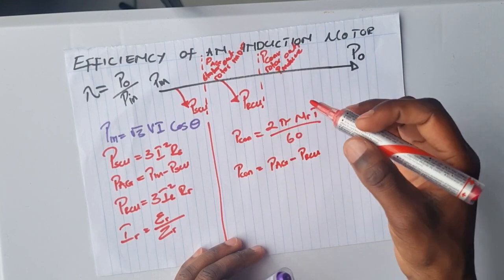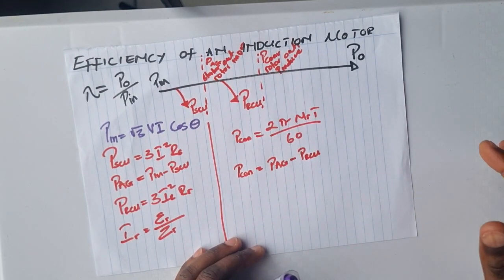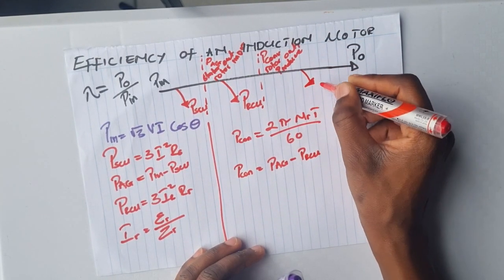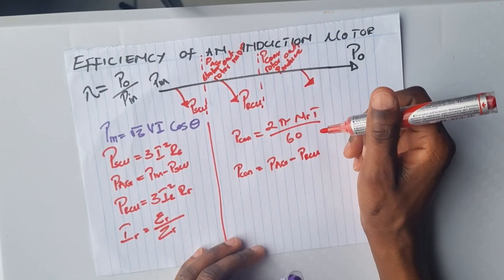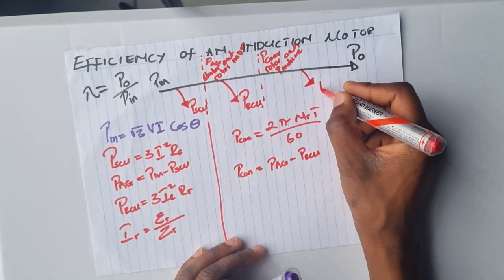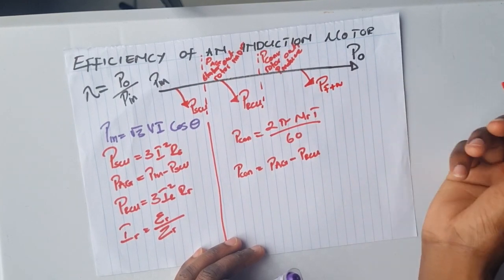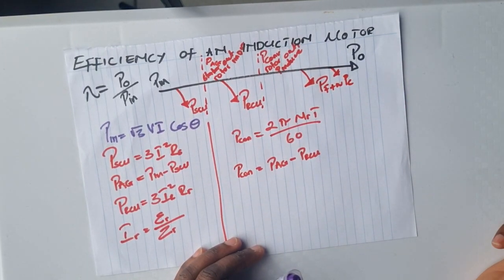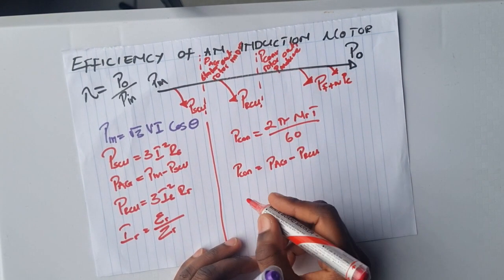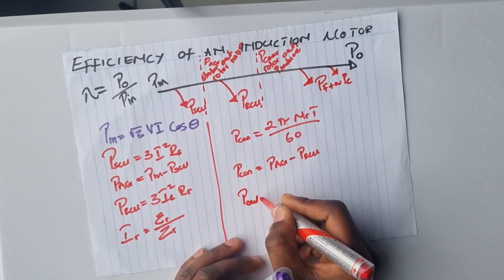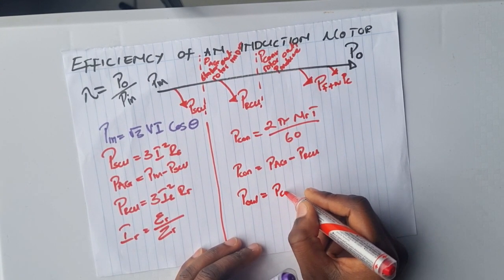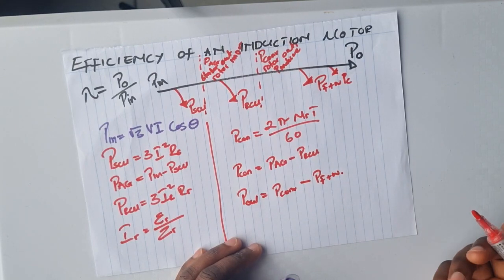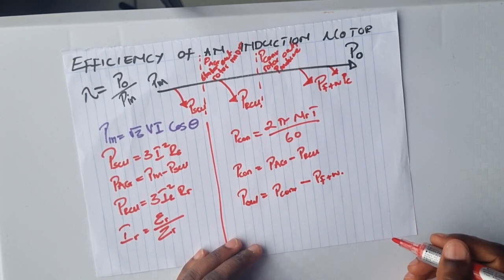This is also called the gross output. This is the gross output before we consider the constant losses. After that, we're going to have the constant losses, which are due to the friction and windage and due to the iron losses. This is called P friction plus windage, or we can say P constant. So now to get the power output, it's going to be P conv minus P friction plus windage.